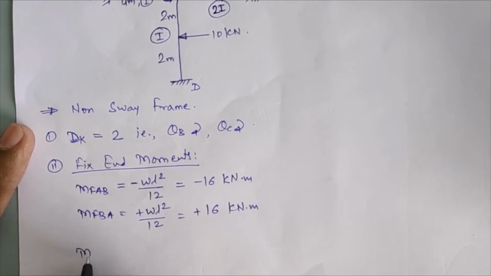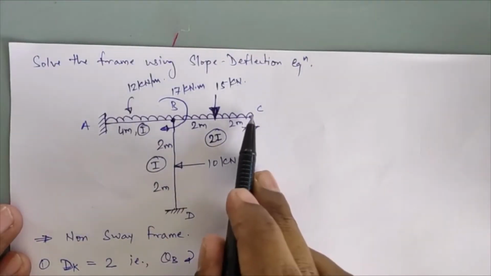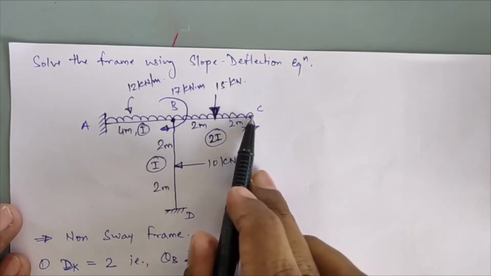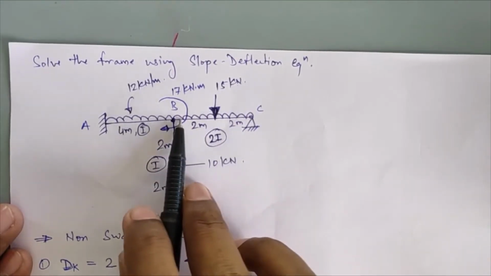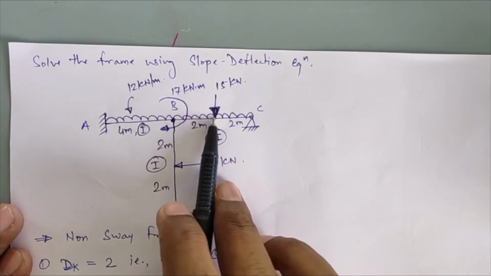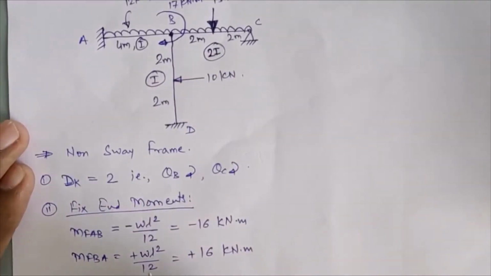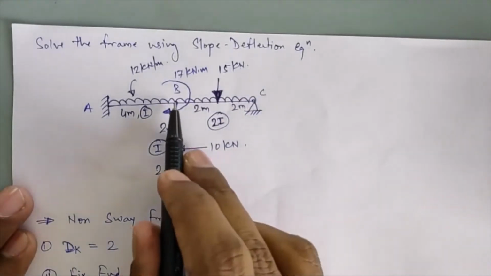Next, MF BC. We will proceed to span BC. Again both joints will be fixed. Now if you see here, a UDL is acting, and a point load is also acting at the center. So how will we calculate this? For the UDL you will get minus WL square by 12. For span BC we are calculating.